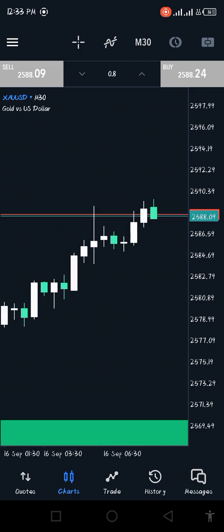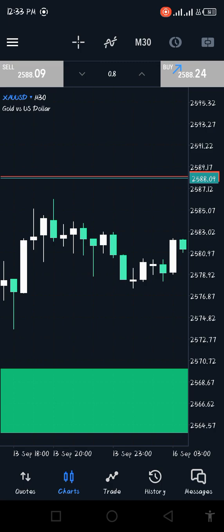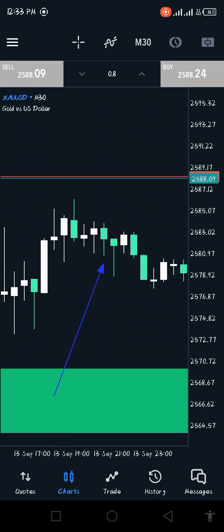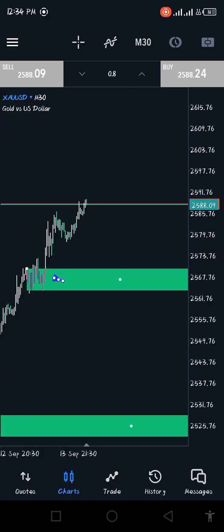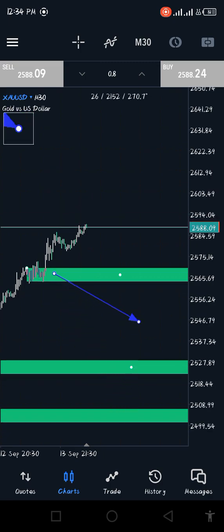Guys, what is a pin bar candle? A pin bar candle is a candle like this. This is an ideal pin bar candle. Do you see this candle? This is an ideal pin bar candle. This is another ideal pin bar candle. If we can have those kinds of candles in this zone or this zone or this zone, then we can consider, guys, taking buying opportunities from those zones.